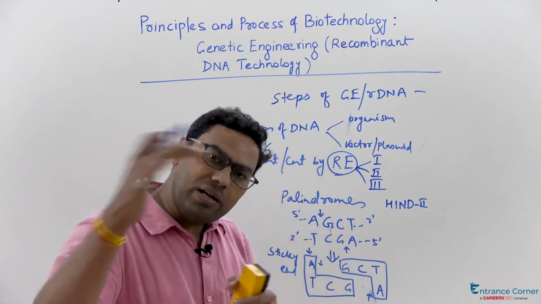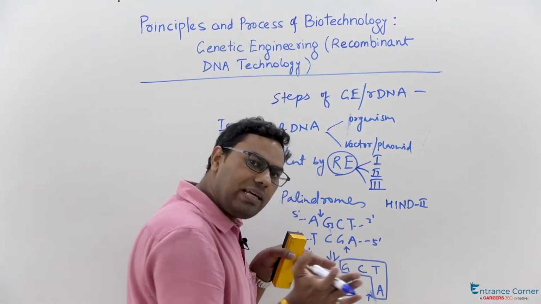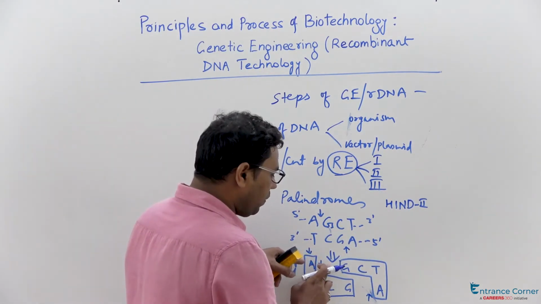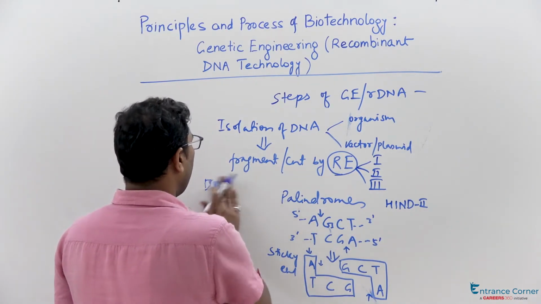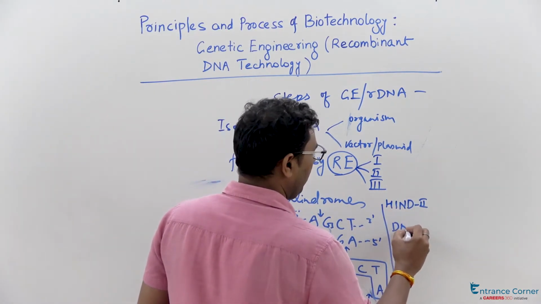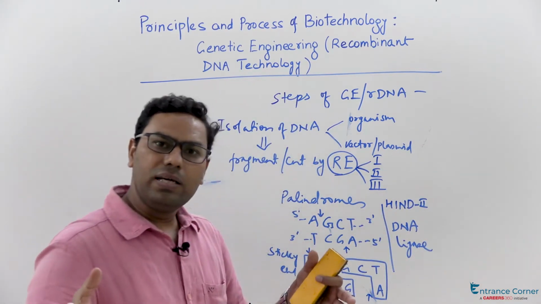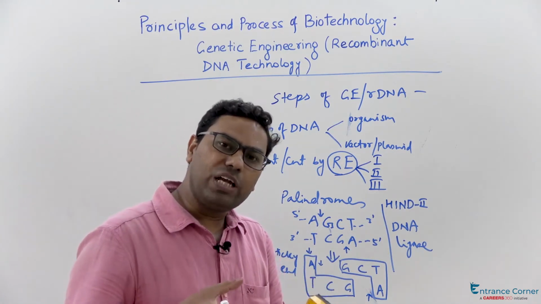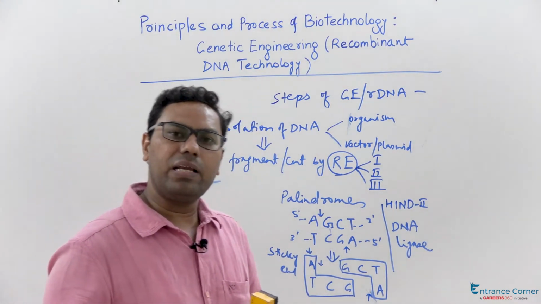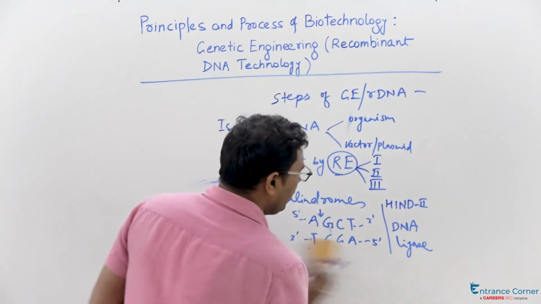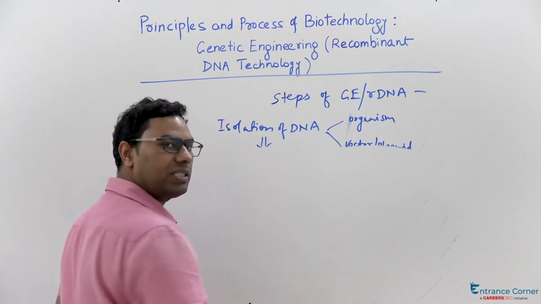So if a foreign DNA molecule comes and incorporates, it can stick exactly to this particular position and this particular position with the help of DNA ligase. DNA ligase is a very important enzyme that helps in the incorporation of the foreign DNA molecule into the fragmented DNA molecule cut by the restriction endonucleases. So you see how we cut these two different types of DNA molecules with the help of restriction endonucleases.